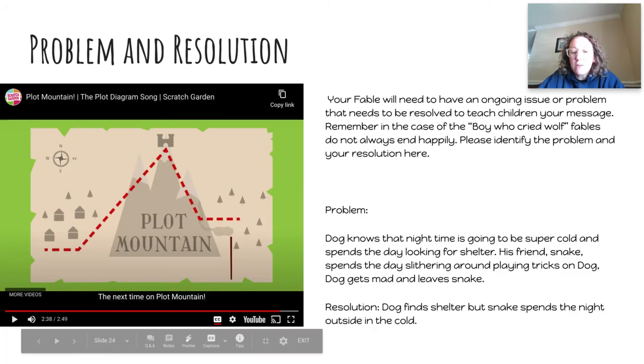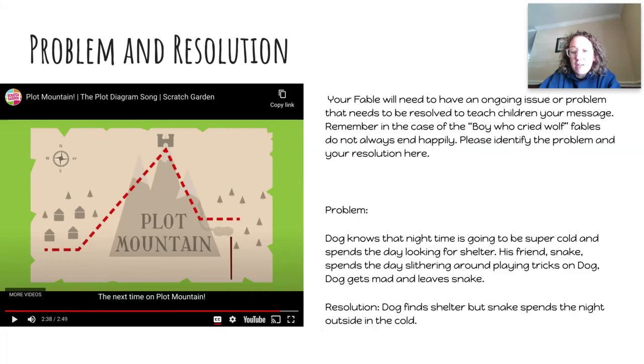So I said that the problem was that Dog knows that nighttime is going to be super cold, and he spends the day looking for shelter. His friend, Snake, spends the day slithering around playing tricks on Dog. Dog gets mad and leaves Snake. So that's the problem. The problem is it's going to be cold, right? Dog's working really, really hard. But Snake, he's just going around and playing tricks on the dog. So I have to think about how I will arrive at that lesson or that message that the reader can take away. So my resolution is going to be that Dog was looking for shelter, right? So the resolution is going to be that he finds the shelter. But Snake spends the night outside in the cold.